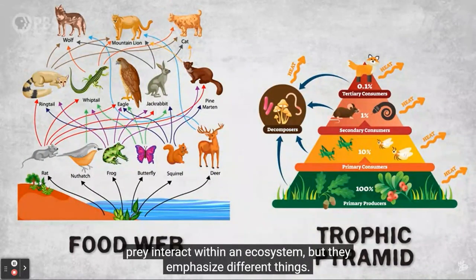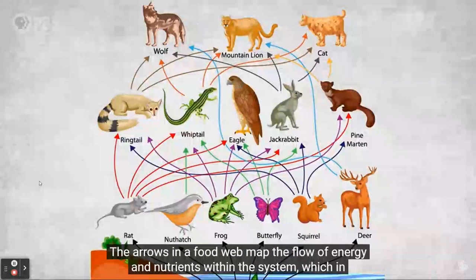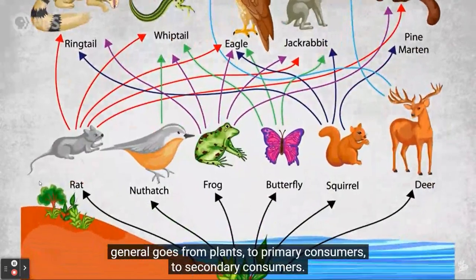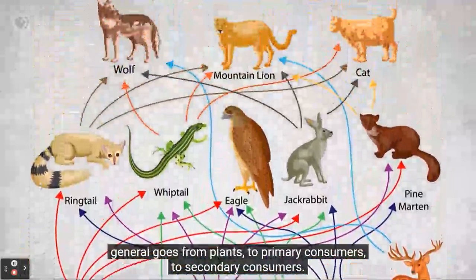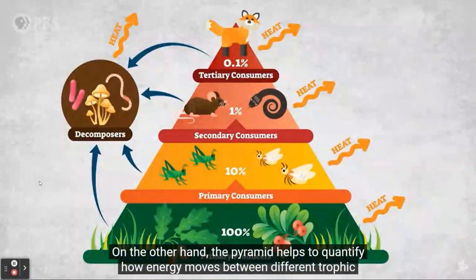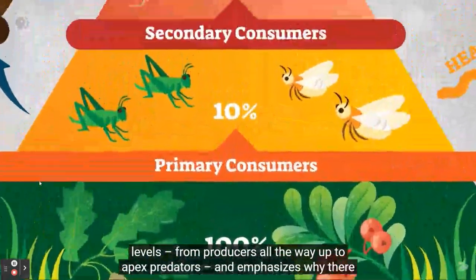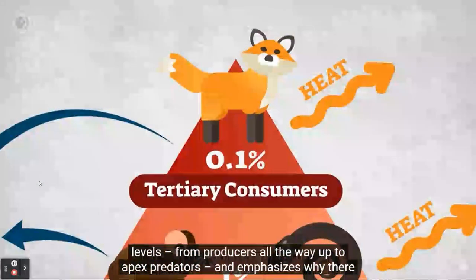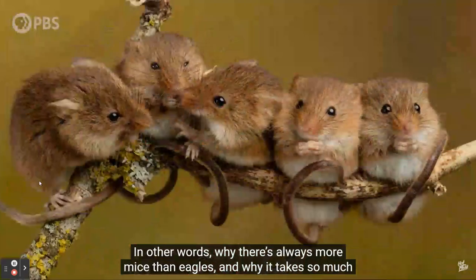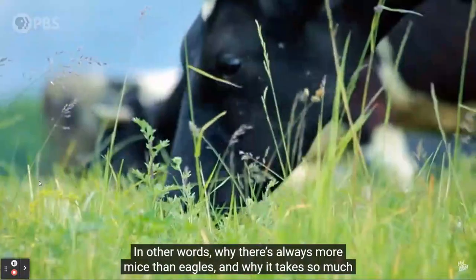But they emphasize different things. The arrows in a food web map the flow of energy and nutrients within the system, which in general goes from plants to primary consumers to secondary consumers. On the other hand, the pyramid helps to quantify how energy moves between the different trophic levels, from producers all the way up to apex predators. And it emphasizes why there are proportionally fewer species as you move up the pyramid. In other words, why there's always more mice than eagles, and why it takes so much grass to make a cow.